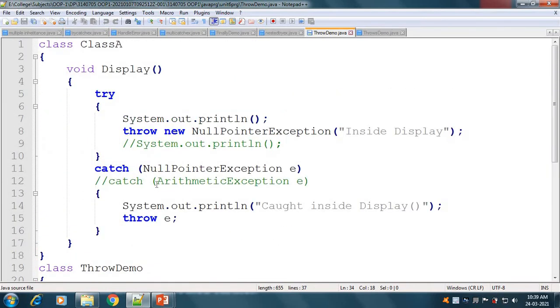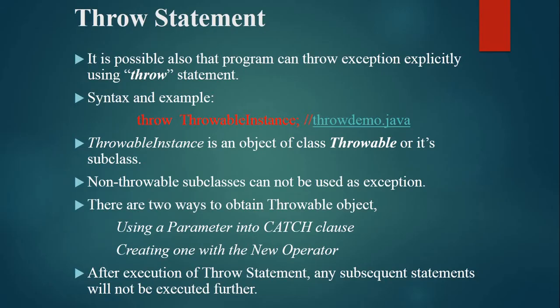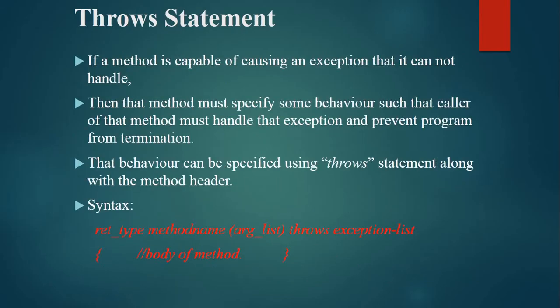The throw keyword can explicitly throw an exception without a specific condition. You can throw an exception, and for that the keyword used is throw. Okay, the next keyword is throws. If a method is capable of causing an exception that it cannot handle, meaning that in a method there can be some exception and that method cannot handle it, then we will use the throws statement.